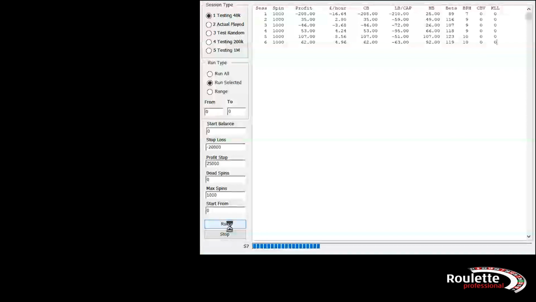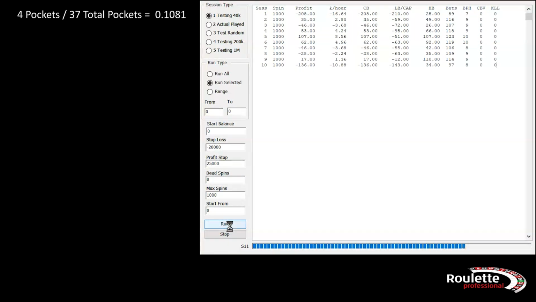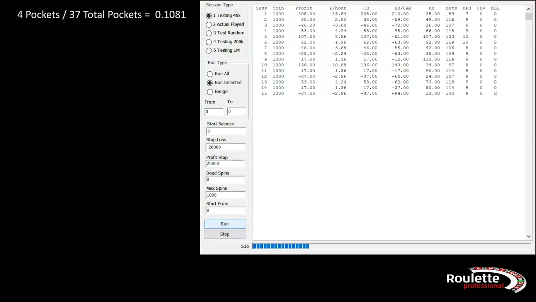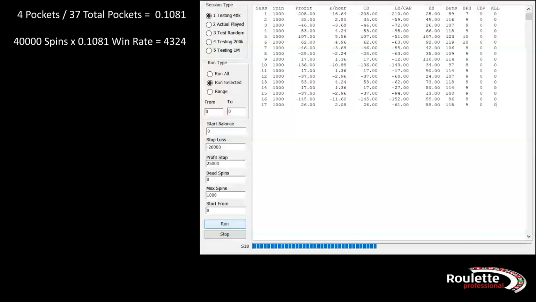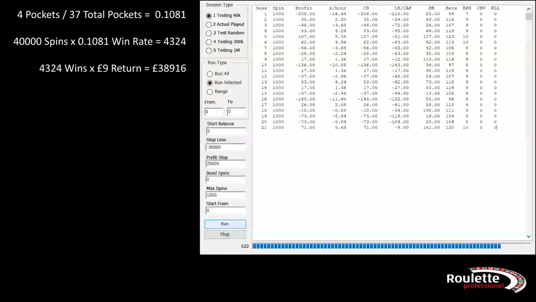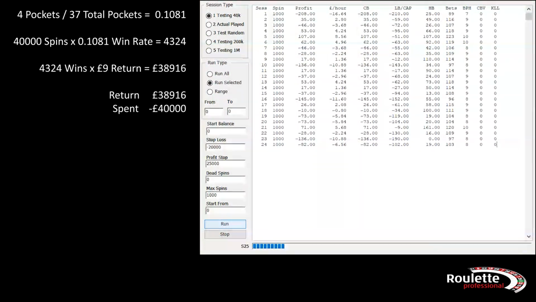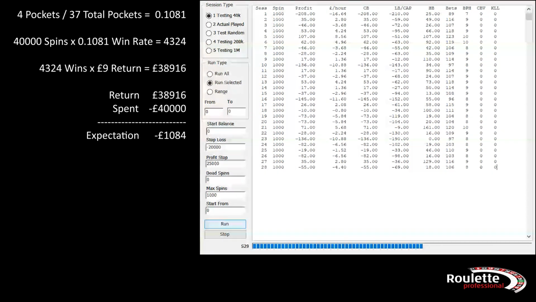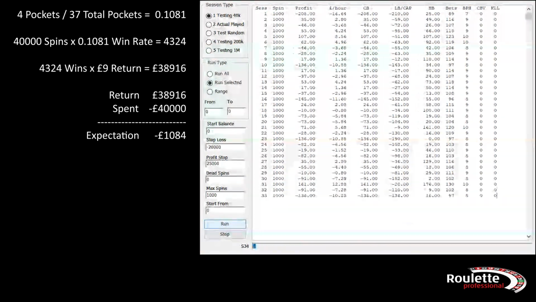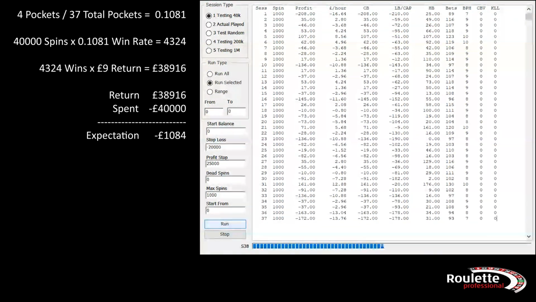Let's leave the system running while we calculate our expectation for this particular bet trial. We are betting on 4 pockets. 4 divided by 37 total pockets gives us a win rate of just under 11%. So, we can expect to win just over 4,300 times in 40,000 spins. We can expect a return of almost £39,000, but of course we would be spending £40,000 on bets. Because roulette is a negative expectation game, we can expect to lose over £1,000 playing this simple flat bet. Obviously, we are not trying to demonstrate a worthy betting system here. We are just establishing a baseline for the series and seeing if our 40,000 spins live up to calculable expectations.